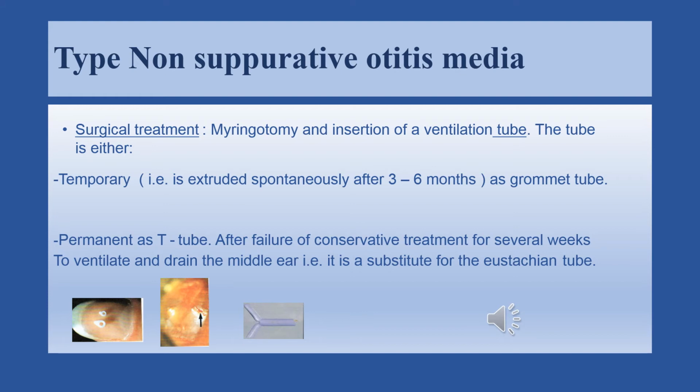Surgical treatment in the form of myringotomy and insertion of a ventilation tube, whether temporary or permanent. Temporary is in the form of a grommet tube, and it stays for 3 to 6 months, while permanent is a T-tube, and usually it is not inserted except if there is complete failure of conservative treatment for several weeks. This is to substitute the function of the Eustachian tube.